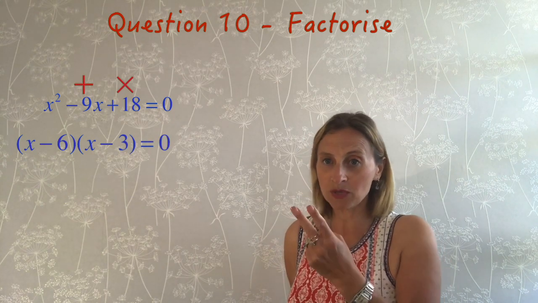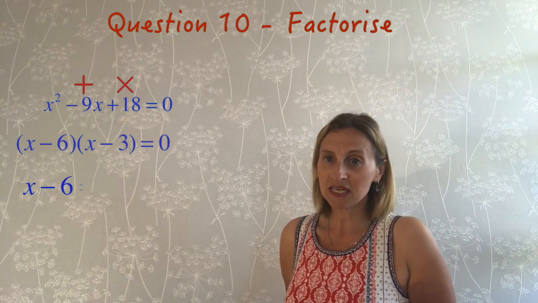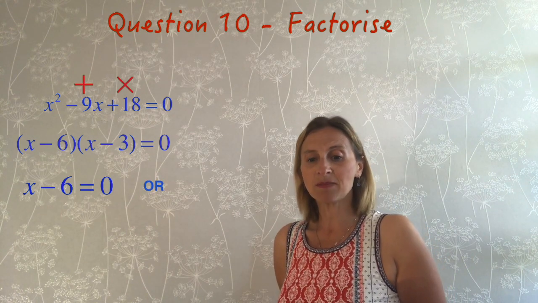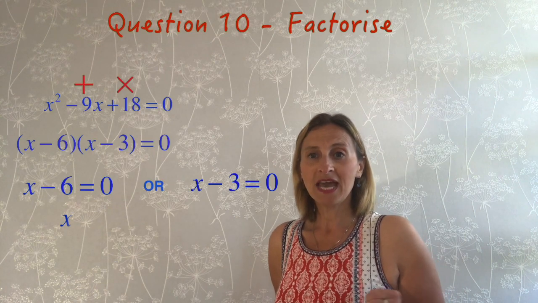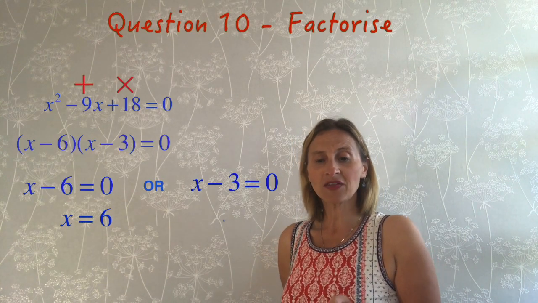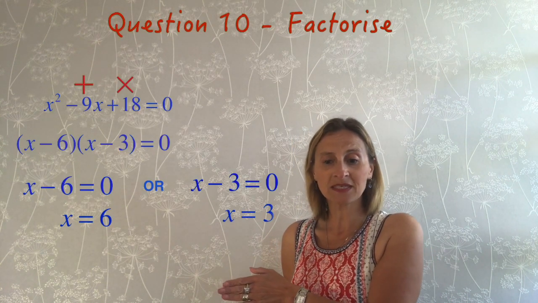And then we have our two equations again. x minus 6 can equal 0, or x minus 3 can equal 0. And then we solve each one. x can equal 6, or take the minus 3 to the other side, it becomes a plus, and x equals 3.